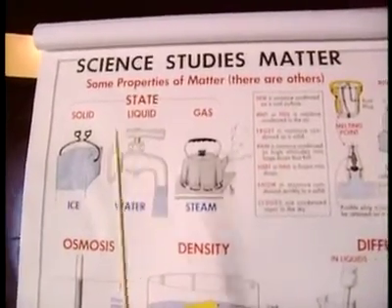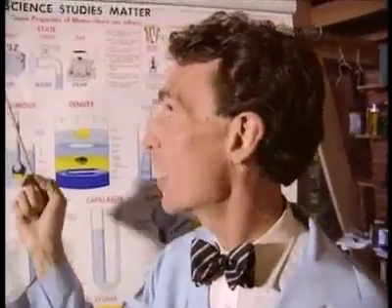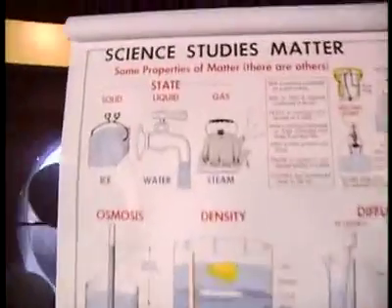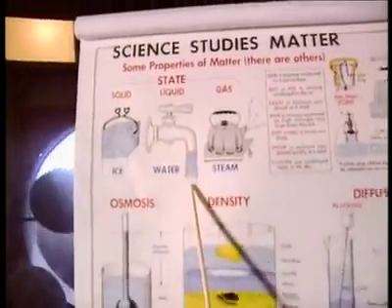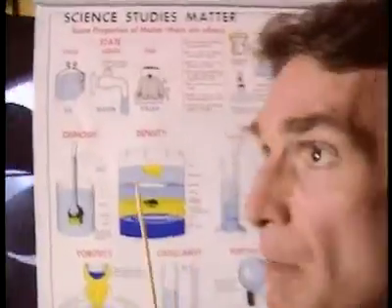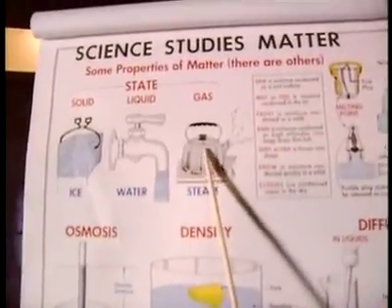Solid, liquid, gas. 3 phases of matter. Solid, molecules are moving slowly and packed close together. Solid. Liquid, molecules are moving a little faster. They're able to flow a little bit. It's liquid. Gas, molecules are moving very fast. They're just wild. It's a gas! 3 phases of matter.